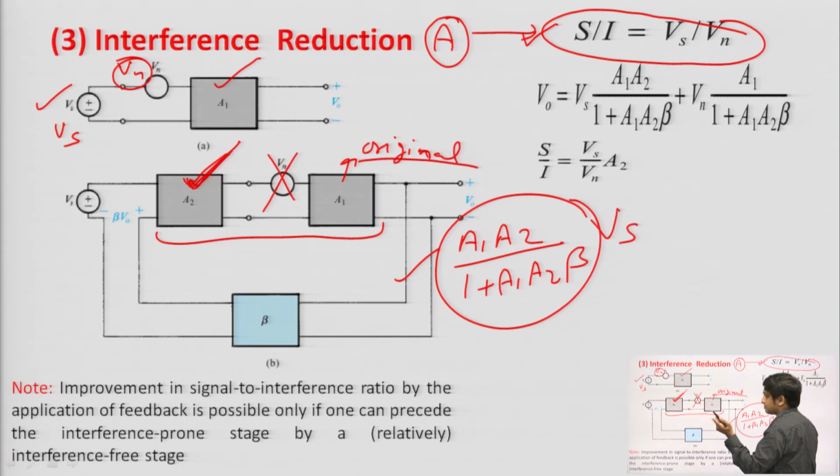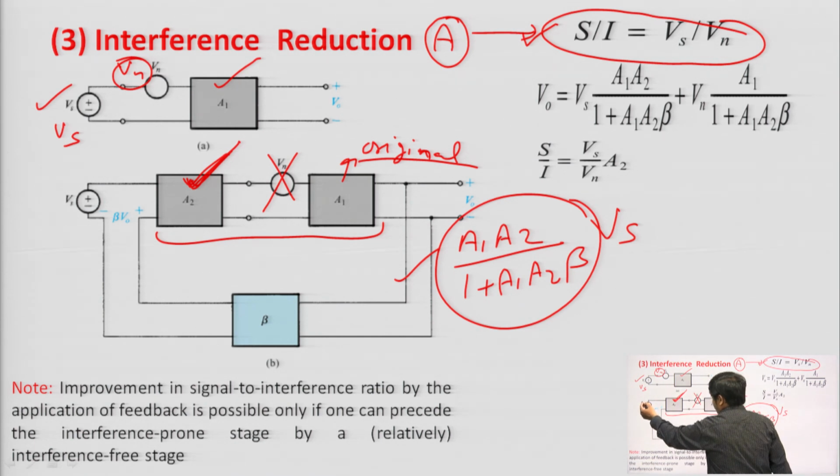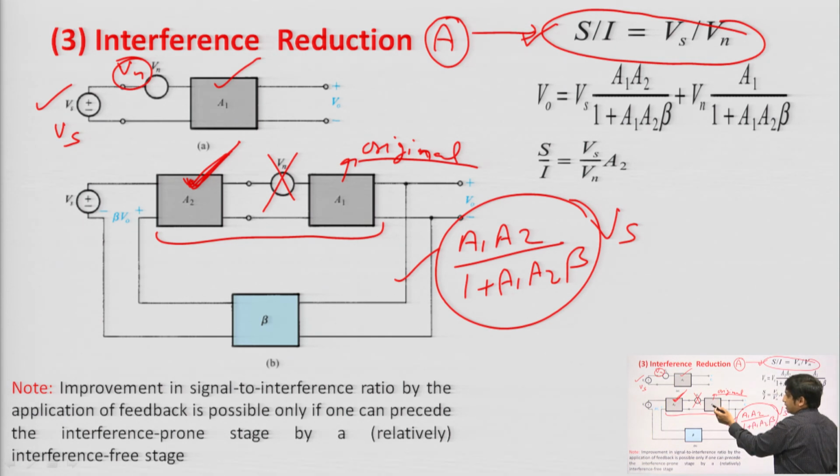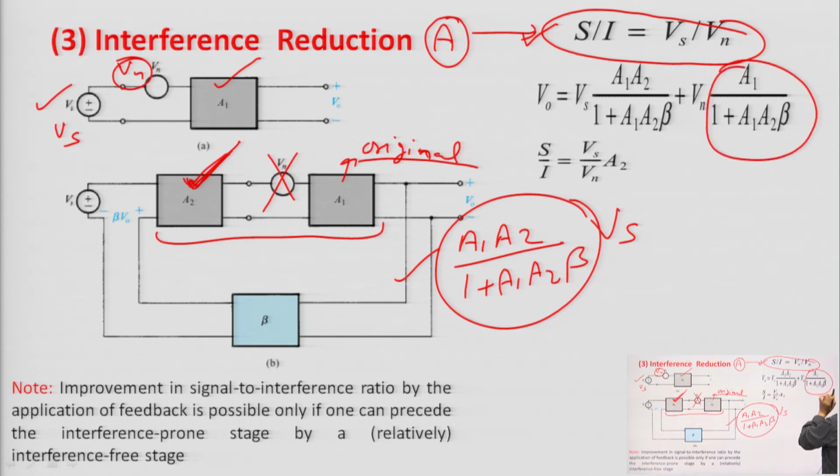Now, in the second case, as per the superposition theorem, we will remove Vs. When we remove Vs, there will be Vn, and in that case, in the feed forward path there will be A1. So, it will be A1 upon 1 plus A1 A2 beta into Vn. So, to calculate the output voltage V naught here, we are using superposition. Firstly we consider the Vn source, then the Vs source, and after that, as per the superposition theorem, we add the output voltages we have got from these two cases, fine.